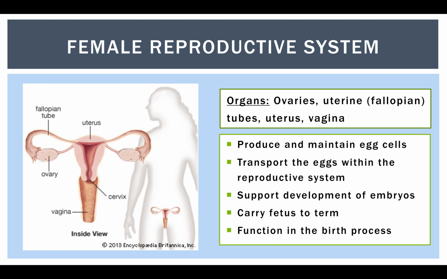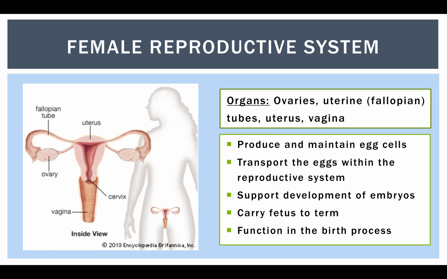The female reproductive system is made up of the ovaries, the uterus, the fallopian tubes, and the vagina. Within reproduction, it has a lot of jobs. So firstly, it produces and maintains egg cells. That part is similar to the male reproductive system in that they both produce and maintain sex cells.